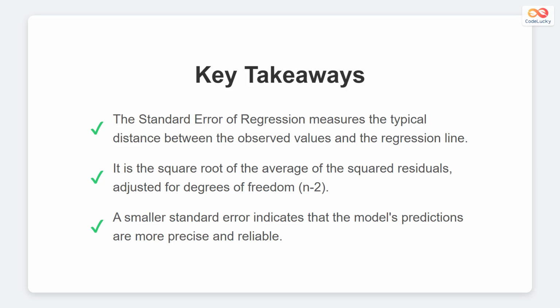To summarize, the standard error of regression measures the typical distance between the observed values and the regression line. It is calculated as the square root of the average of the squared residuals, with an adjustment for the degrees of freedom. And most importantly, a smaller standard error means the model's predictions are more precise and reliable.